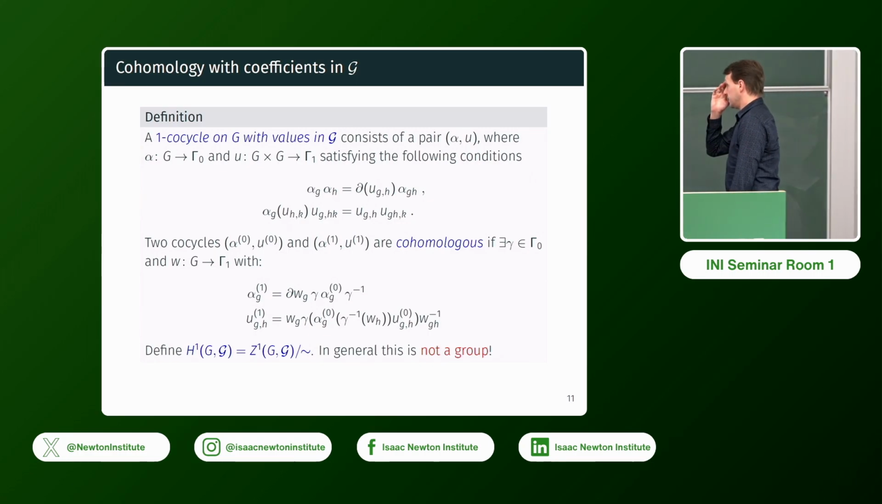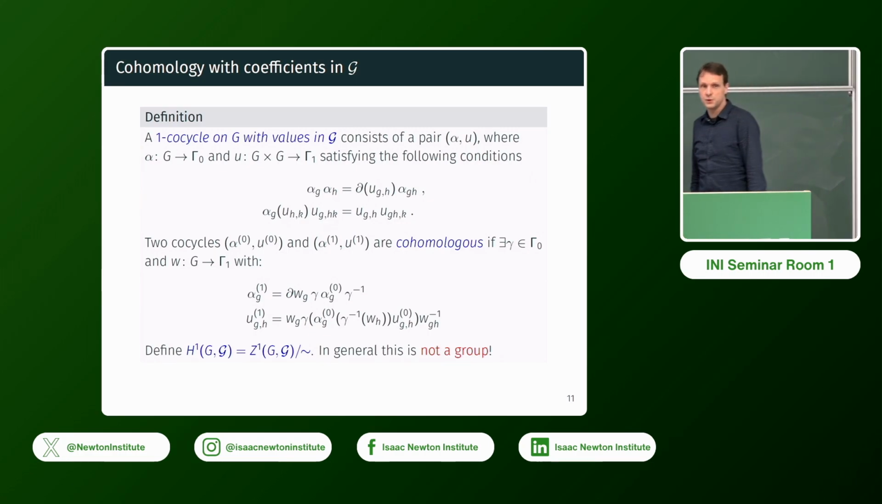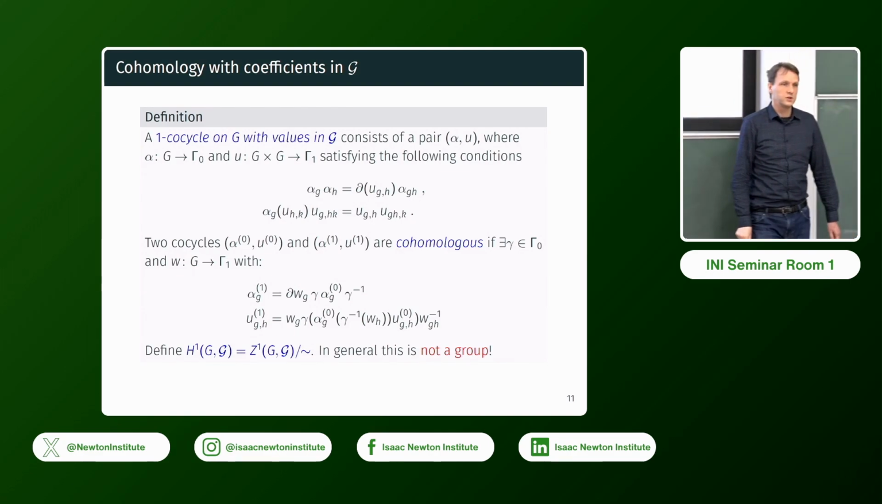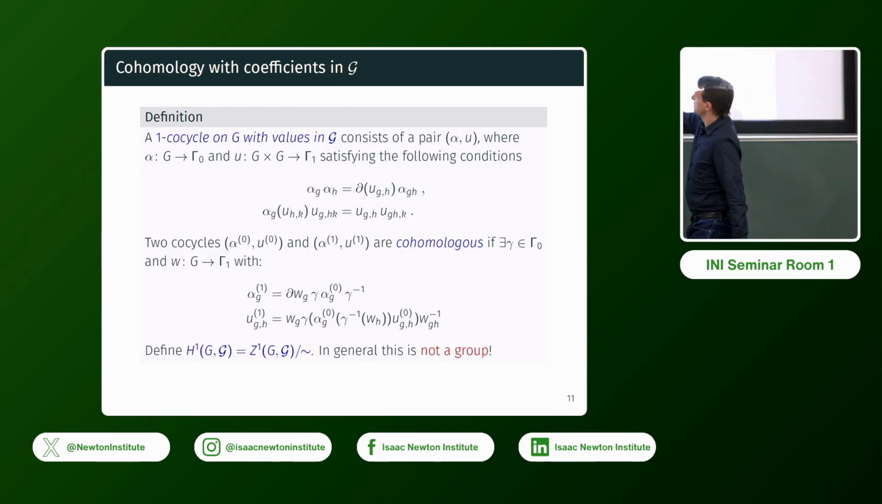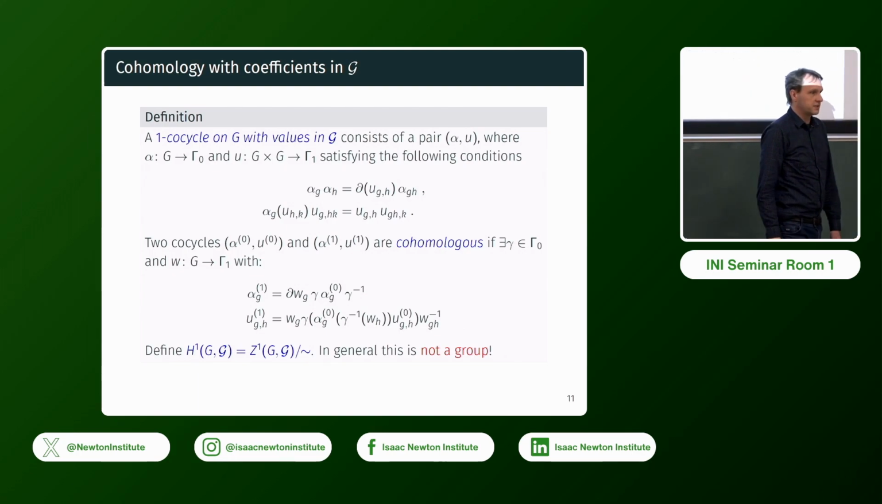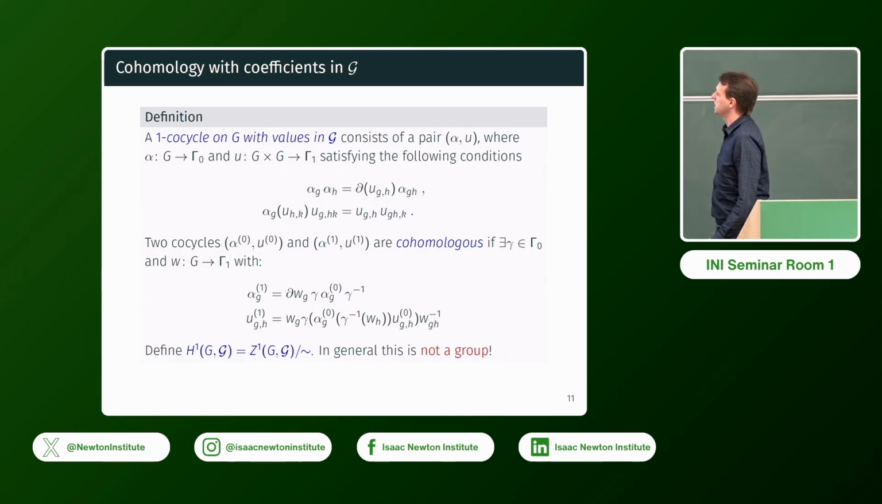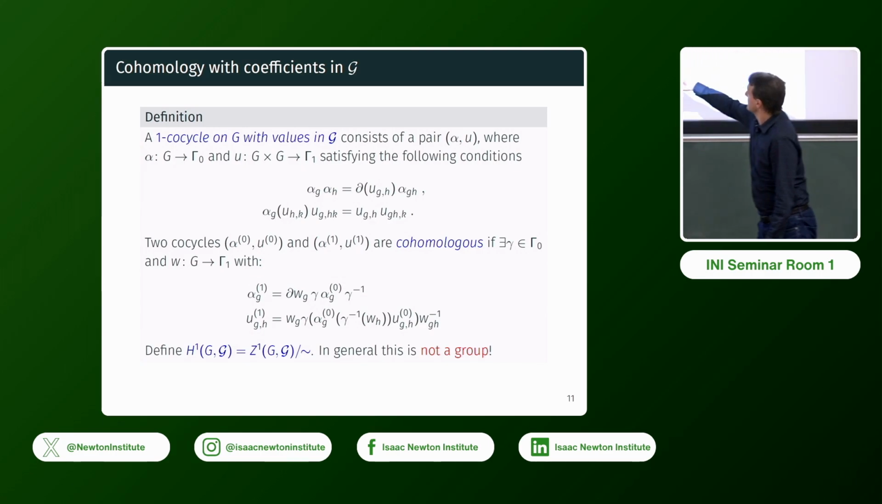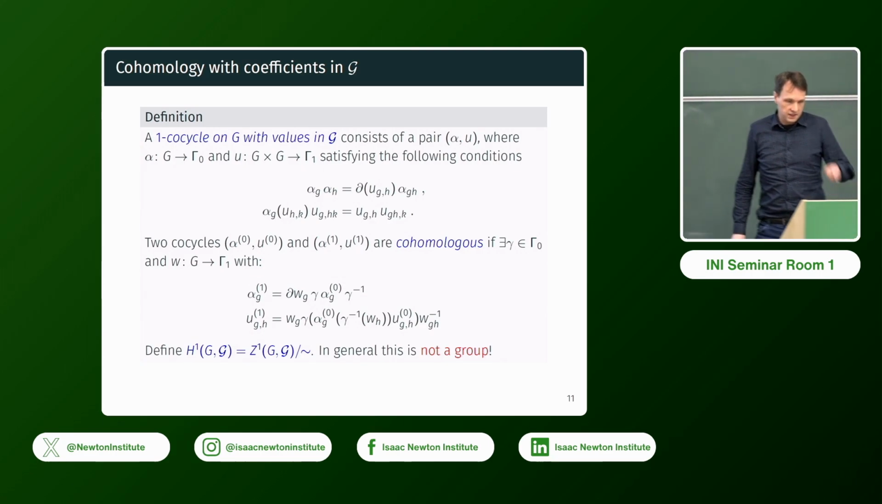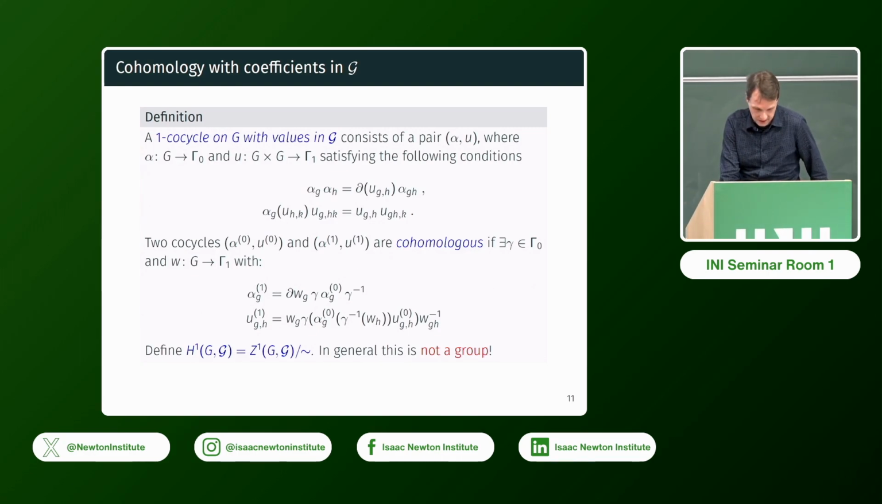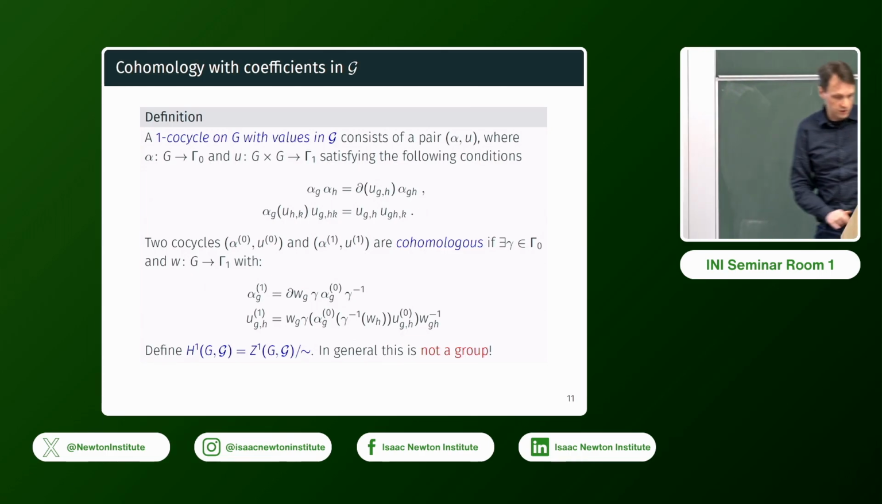There's a major caveat at this point, namely, without any further assumptions on the crossed module, these quotients here will just be sets. They will just be pointed sets. And so in general, you don't get a group structure. You just have this. And we will see why that is, not surprisingly, in maybe a few minutes. Okay, so that's cohomology with coefficients in the crossed module.